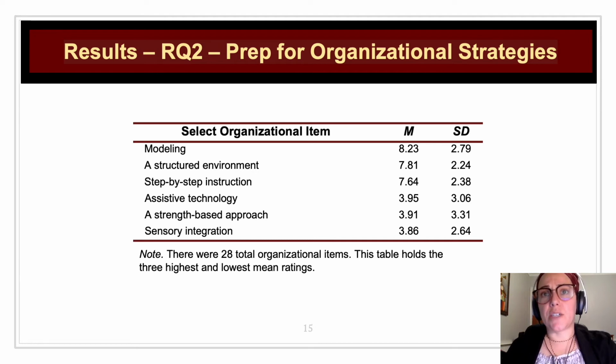Sensory integration, a strength-based approach, and assistive technology received the lowest mean scores. This is concerning, considering the empirically tested benefits of these strategies for all children, especially those with disabilities.